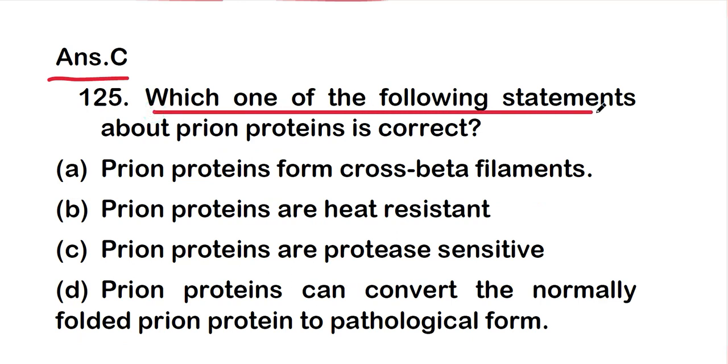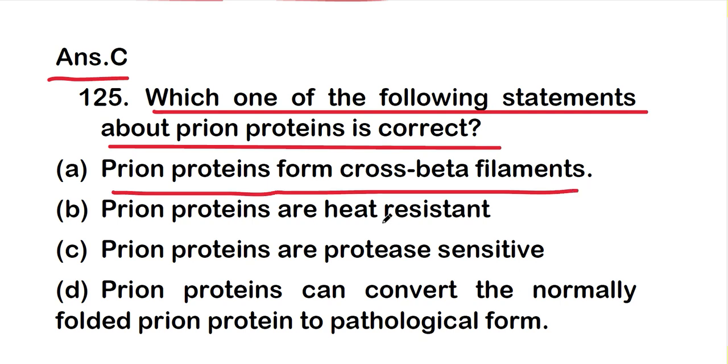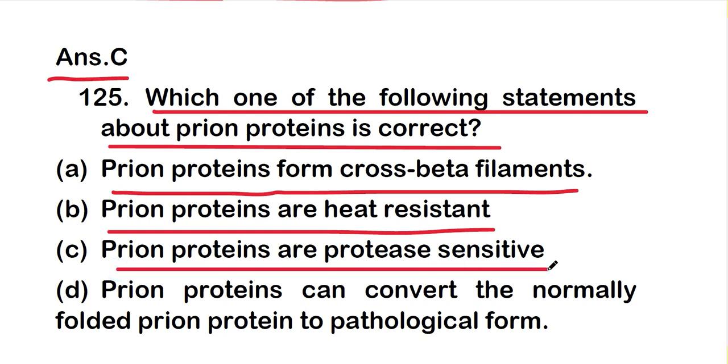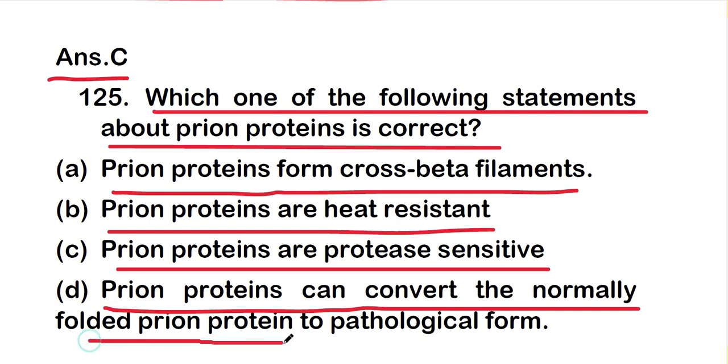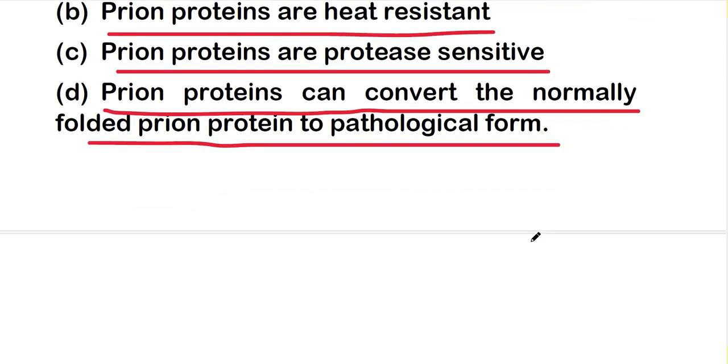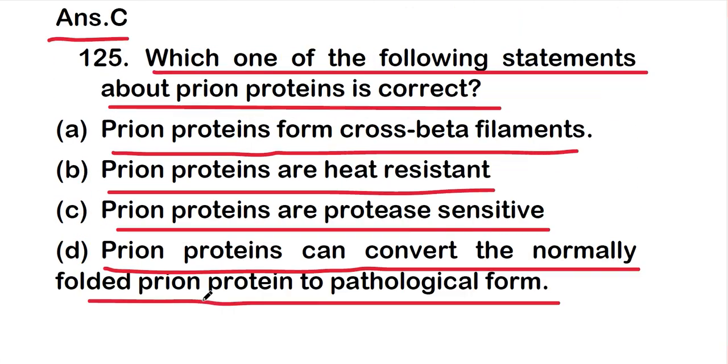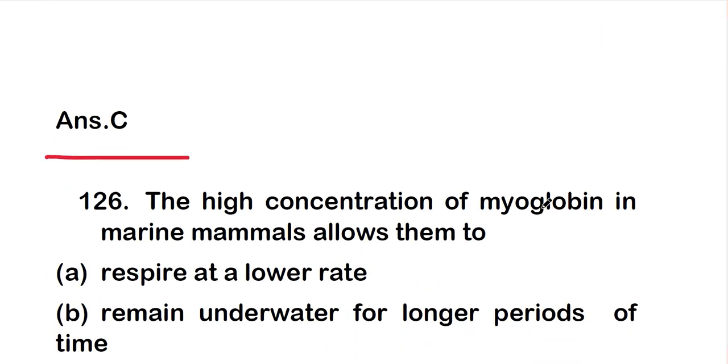So which one of the following statements about prion proteins is correct? And options are, prion proteins form cross beta filaments, prion proteins are heat resistant, prion proteins are protease sensitive, or option D, prion proteins can convert the normally folded prion protein to pathological form. And the right answer is option C, that is prion proteins are protease sensitive. Okay, so this is the main thing, correct answer about the prion proteins. So let's move on to question number 126.